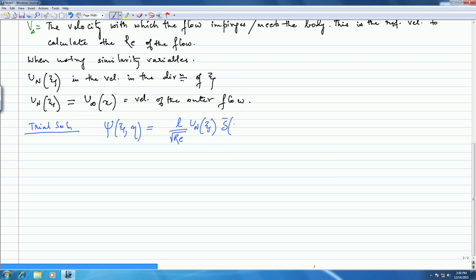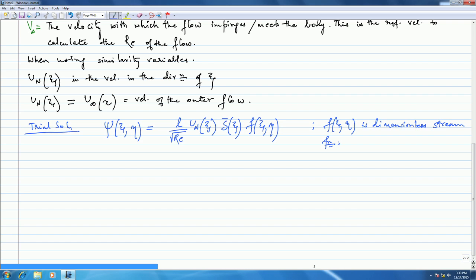delta bar zeta, okay, and again this f of zeta and eta is the dimensionless stream function. Okay. In this case again it is the dimensionless stream function. Okay.